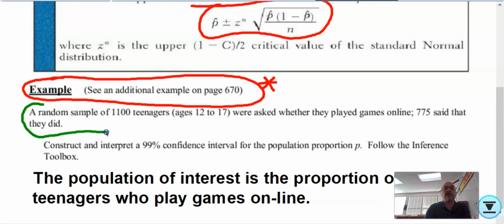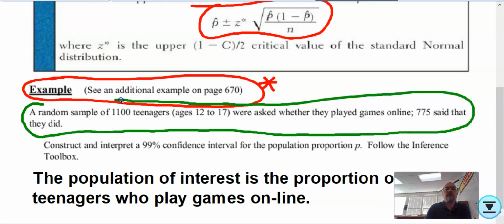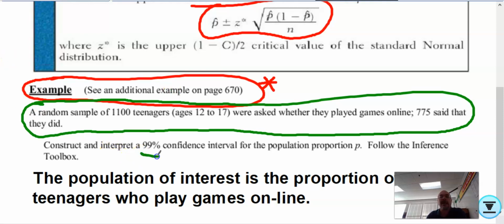We have a random sample of 1,100 teenagers, 12 to 17, that were asked whether they played games online. 775 said that they did. That proportion is probably much higher nowadays because this was done over 10 years ago. We are going to construct a 99% confidence interval for the population proportion.